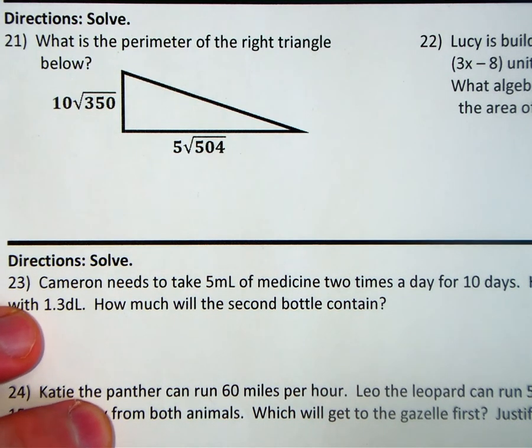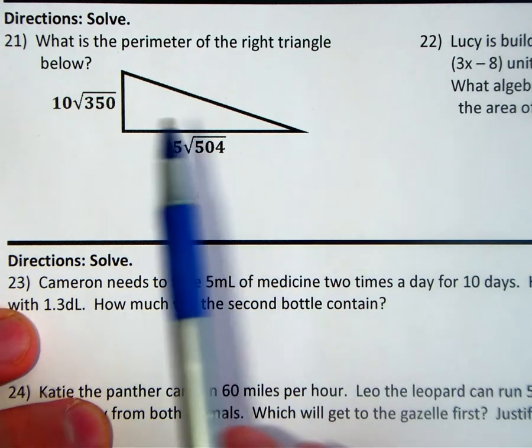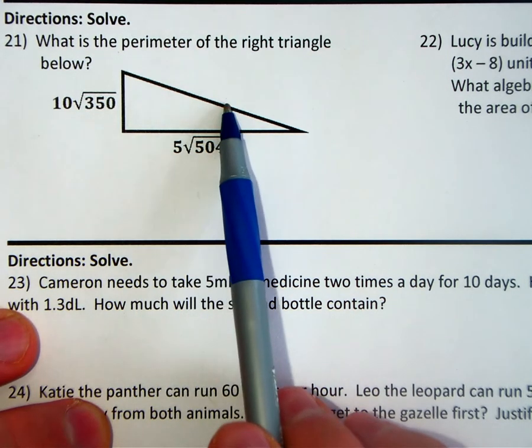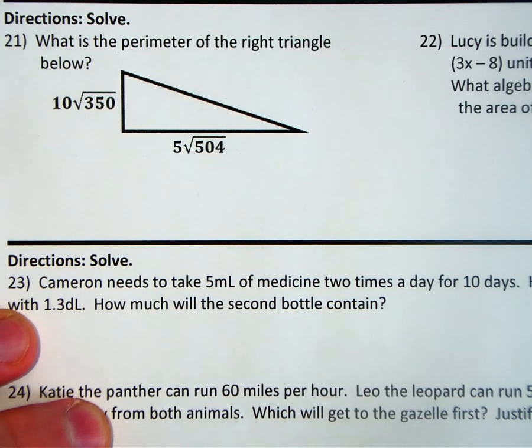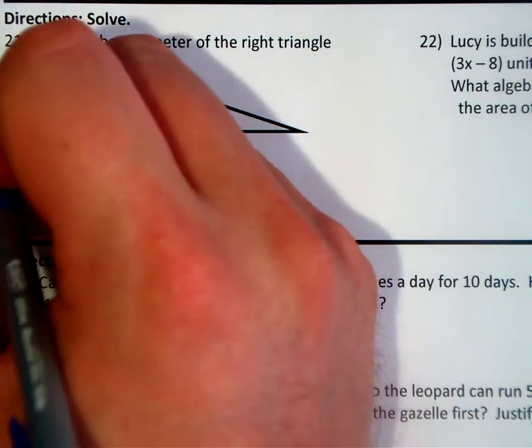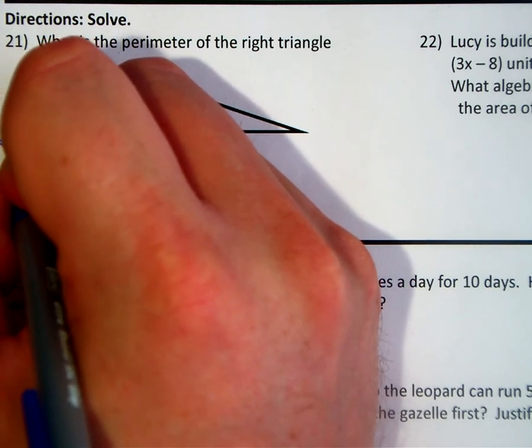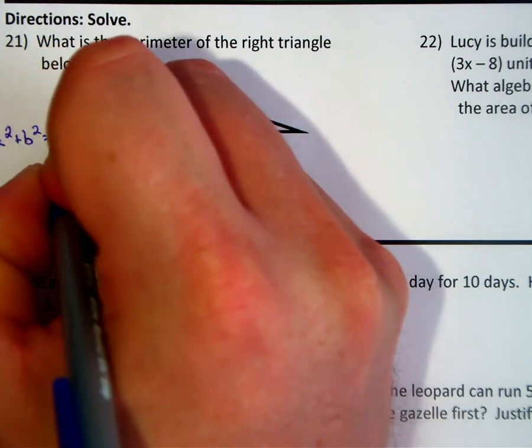Question 21. What is the perimeter of the right triangle? Now we should remember that perimeter is all of the sides added together, which means we've got to figure out this longer side. That's going to draw back on some of your learning from last year, where you should recall that a squared plus b squared is equal to c squared.